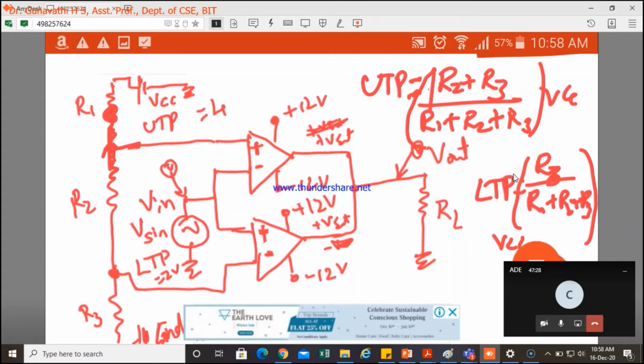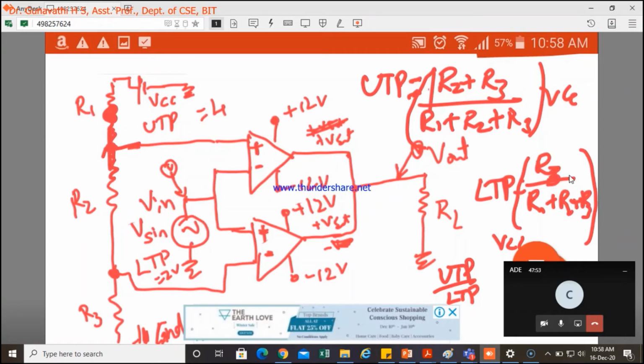So what we can do is divide these two. So UTP divided by LTP, that we can do. When I do UTP by LTP, these denominators get cancelled. So I'll get R2 plus R3 divided by R3. So when I get R2 plus R3 divided by R3, further we can do this computation.